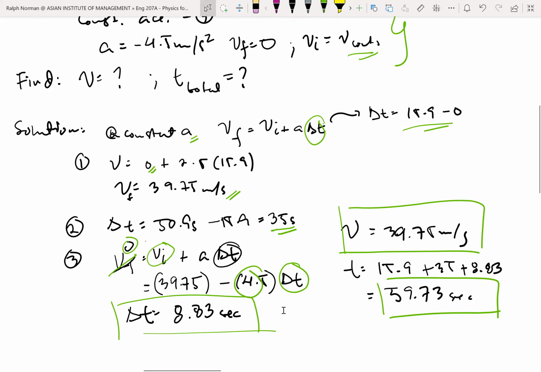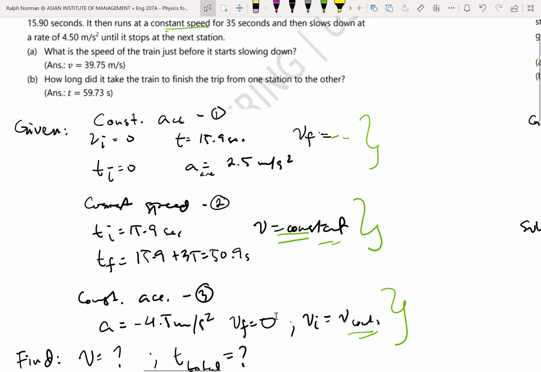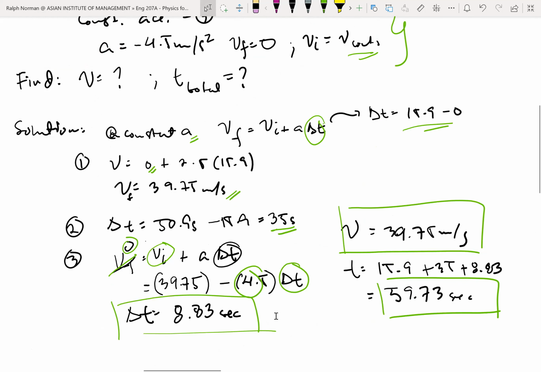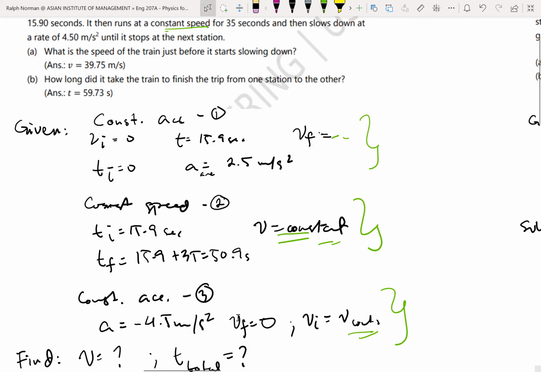We're only being asked for the final velocity just before the train starts slowing down. So we already got that at 39.75. And for the total time, you simply have to add your 15.9, 35, and 8.83, and you'll get 59.73 seconds.